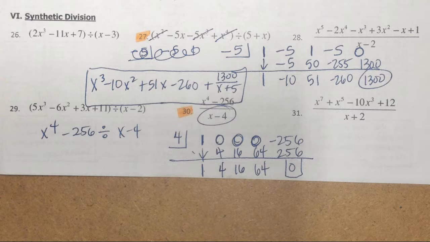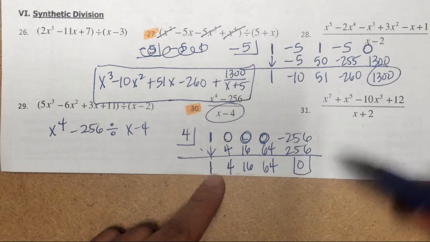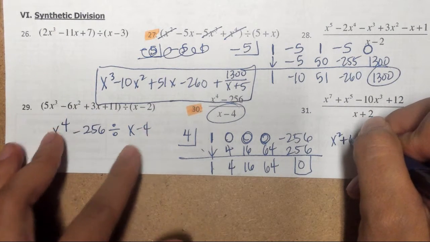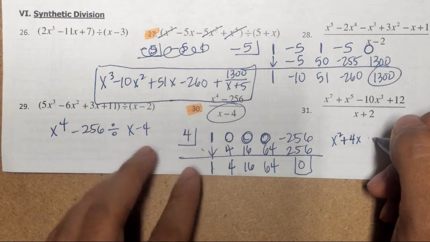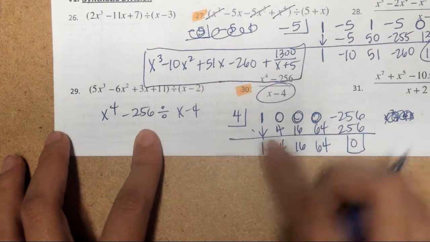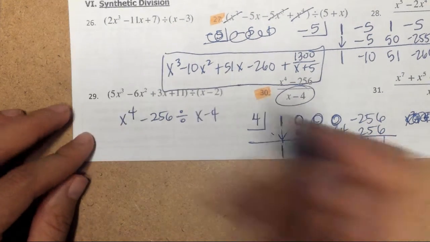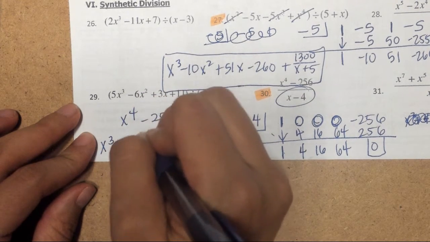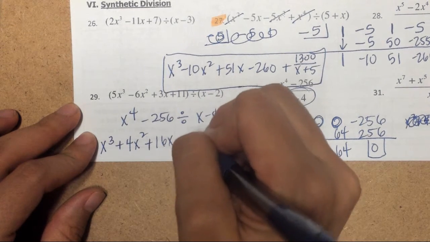So remember, your answer is always one less. So if this is 5x to the 3rd, it's now going to be to the 2nd. So 1x squared plus 4x plus, oh, sorry, I was reading the wrong one. It's this one we're doing. It's x to the 4th. So this one's going to start with x to the 3rd, not x squared. So x to the 3rd plus 4x squared plus 16x plus 64.